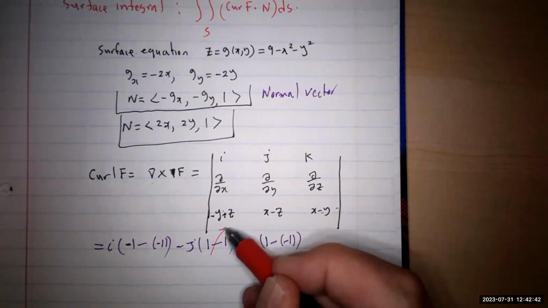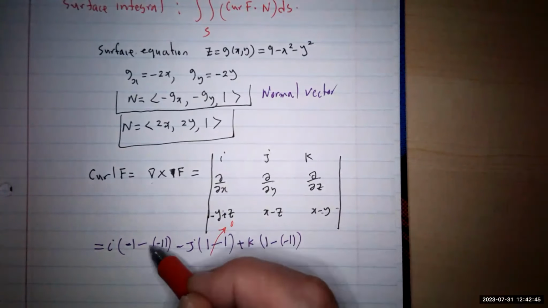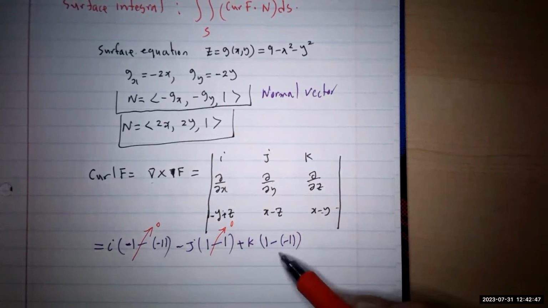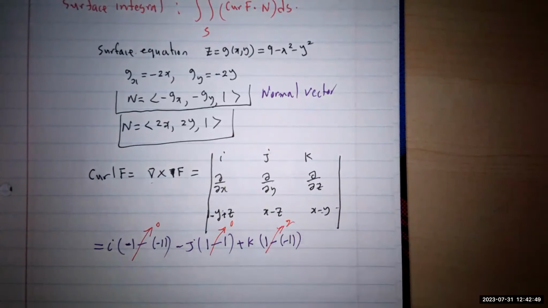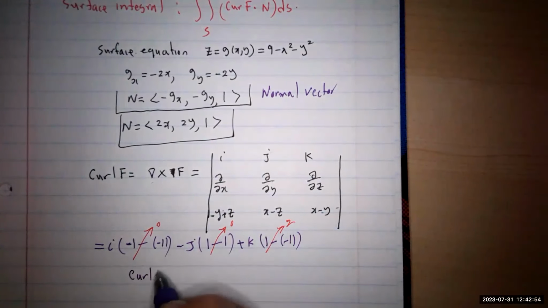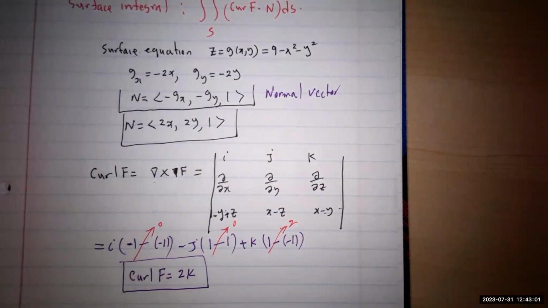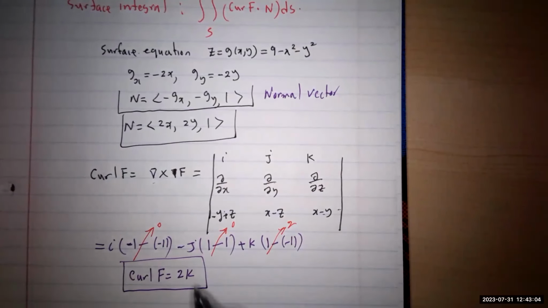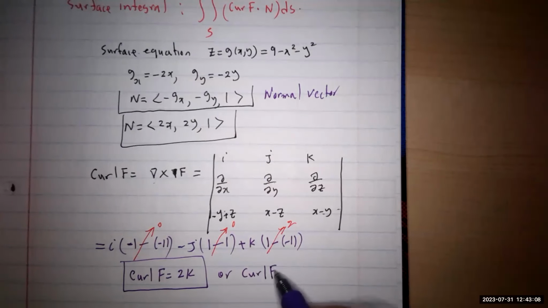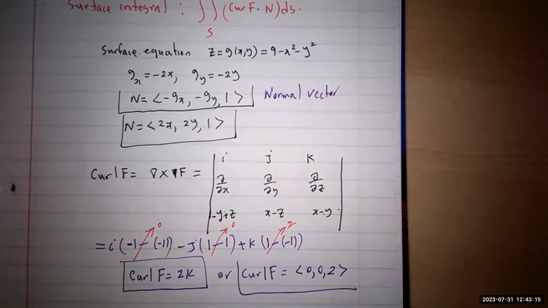So that would be 0. And this would be 0. And this would be 2. So the curl of f would be 2k. So that would be your curl. 2 times k, or you know that, the curl of f is simply going to be (0, 0, 2). That's the curl of f.